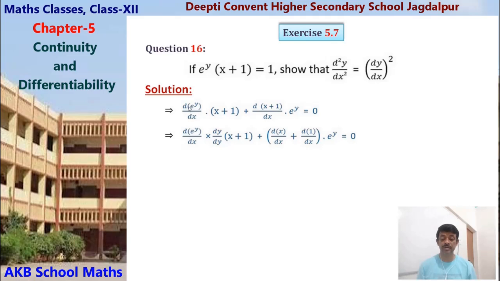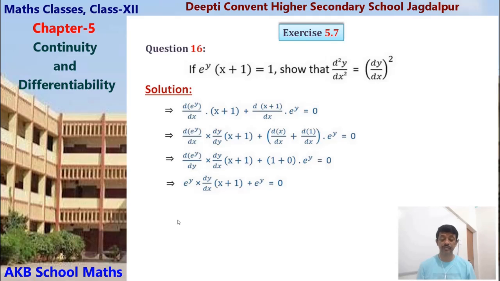d e to the power y upon dy times dy by dx, so the derivative is e to the power y dy by dx. Here x plus 1, term by term differentiation, dx by dx plus d1 by dx, that is 1 plus 0. So we get e to the power y dy by dx times (x plus 1) plus e to the power y times 1 equals 0.